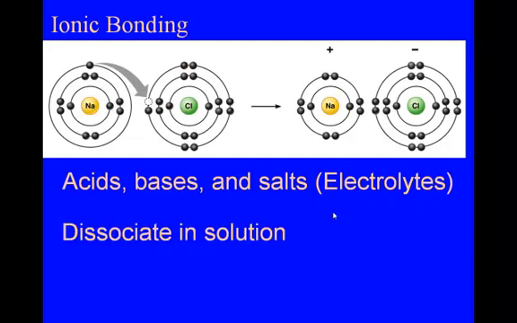Now, one of the most important things that we have to understand about ionic bonding is that they dissociate in solution, which means they break apart. Okay, for example, sodium chloride is salt. If we put salt in a glass of water, it doesn't remain salt, it breaks apart into the individual ions, into sodium and into chloride back again. That's important for later.